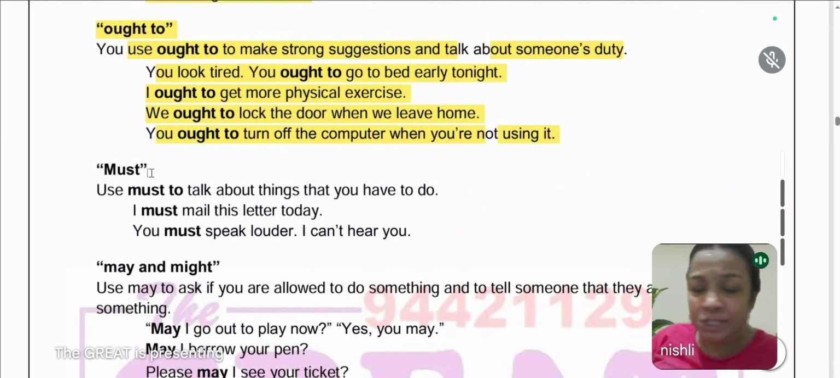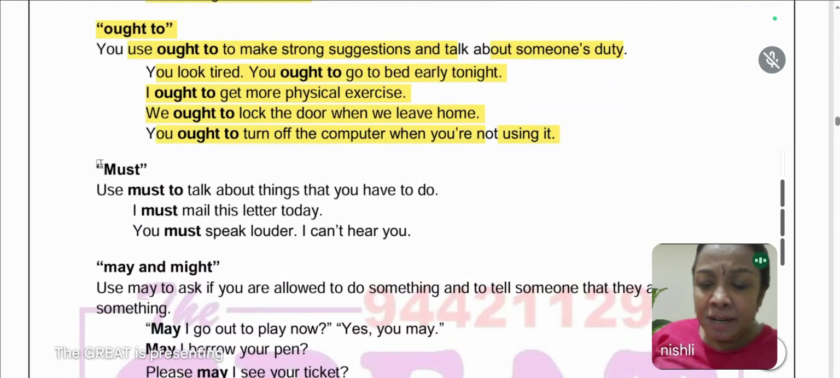That is a suggestion. Okay, you ought to turn off the computer when you're not using it. So the mother or the parent is advising the child, you have to put off the computer when you're not using it, because it's a suggestion, maybe to save electricity. So they are telling to switch off the computer when you don't use it.